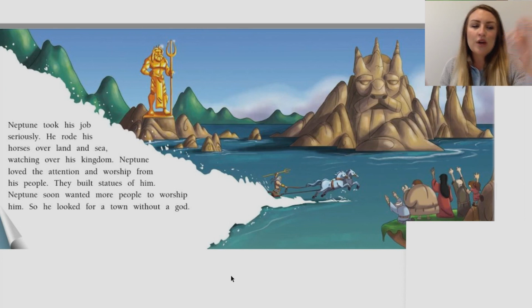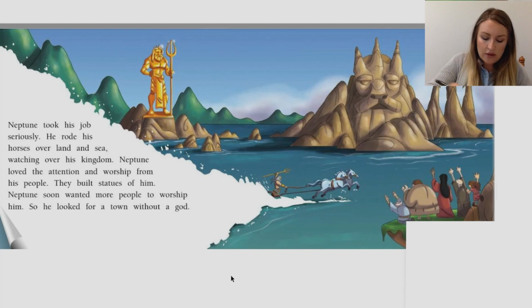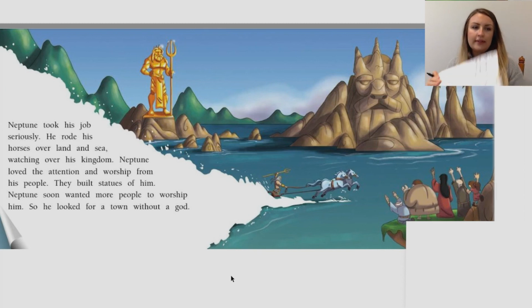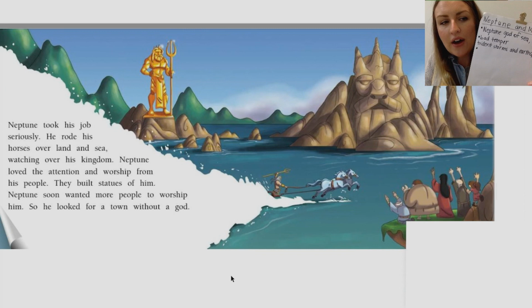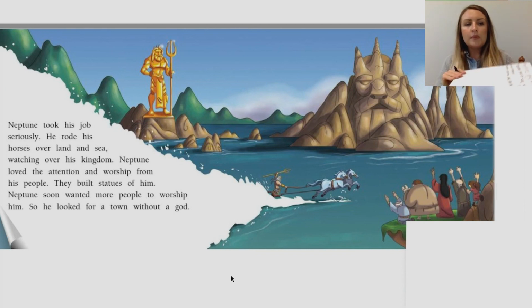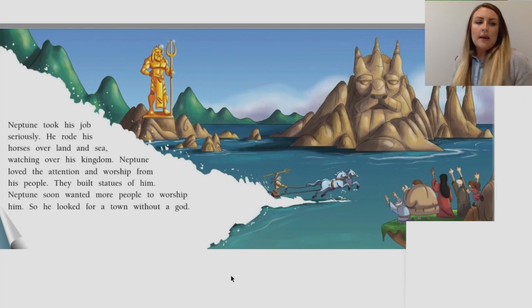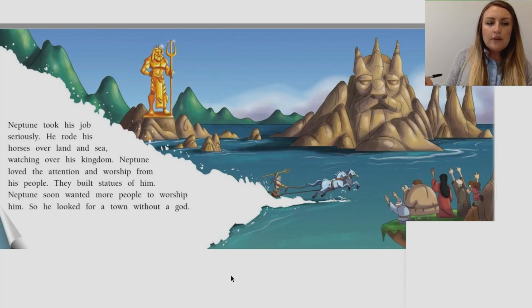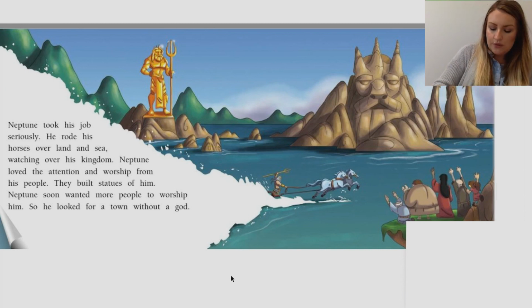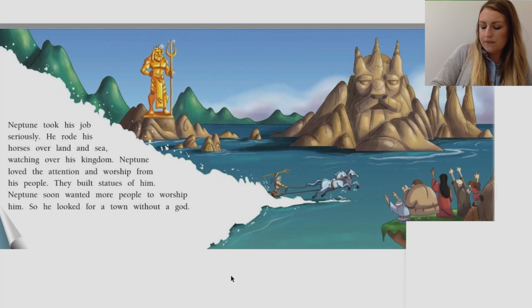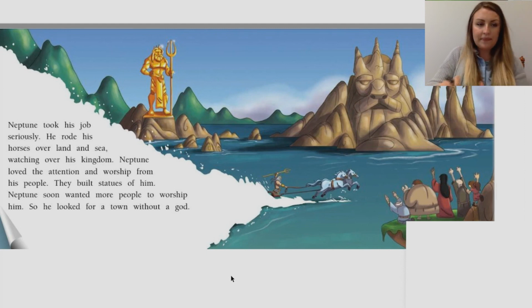So let's add some more notes from this page. First, make another bullet point under your second one, like this. All right, good job. Now you can copy me or you can come up with some of your own words. I think I'm just going to write people loved Neptune. He wanted more. Didn't he? Yes, that's why he went searching for that next town.